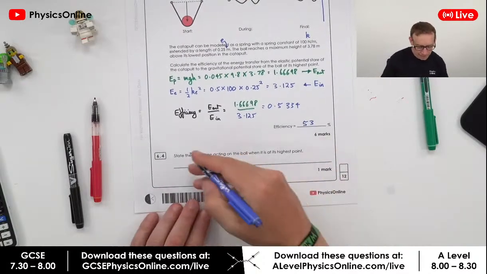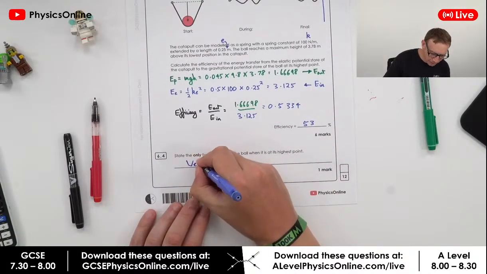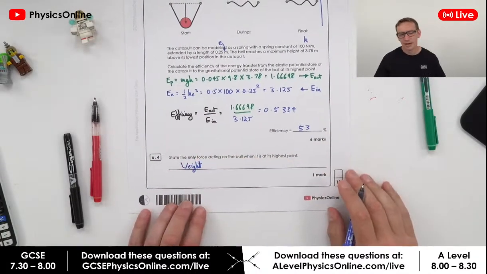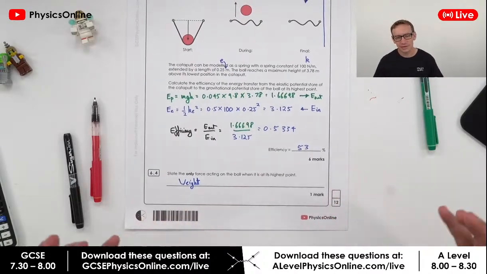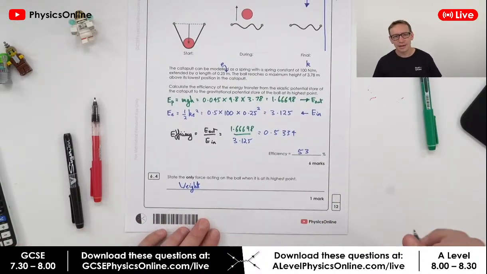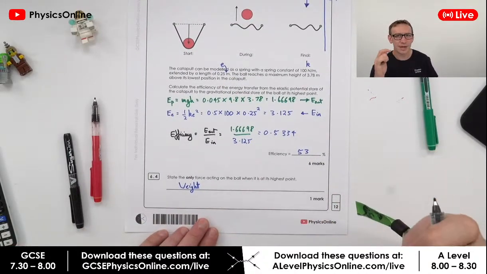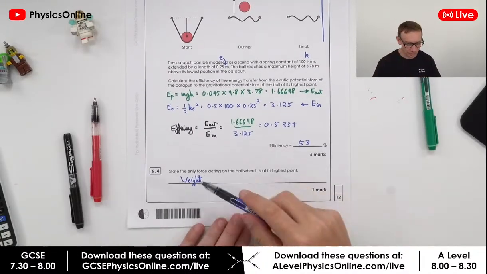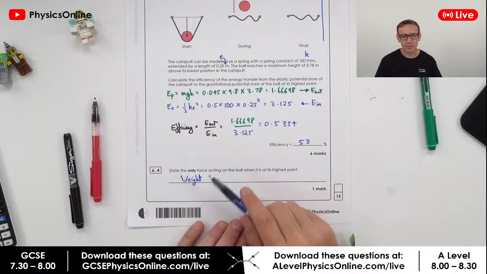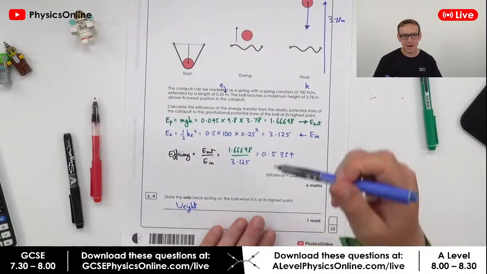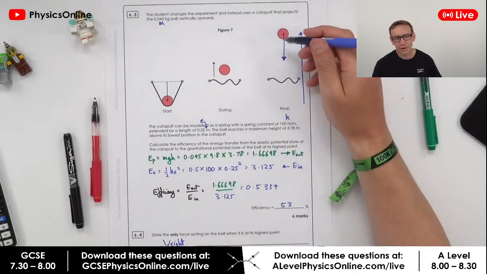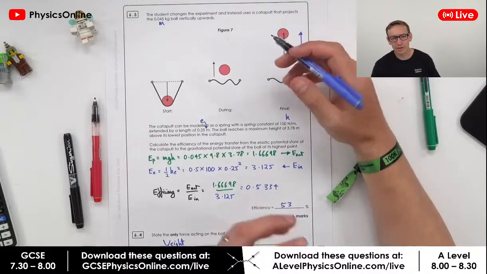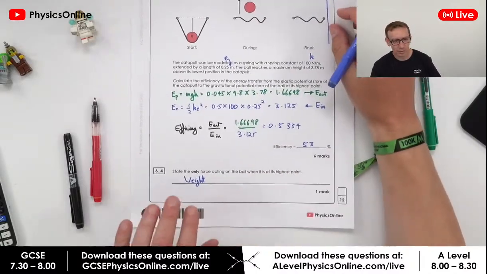Yeah, I reckon the best answer is weight. I know at GCSE sometimes they accept the word gravity, but to be sure of the mark, to make sure you don't lose that 1 or 2 marks throughout the paper, weight is the force acting on the ball at the highest point. Because there's this downwards force on this object that has mass due to the gravitational attraction of the Earth, and that's what we call weight.